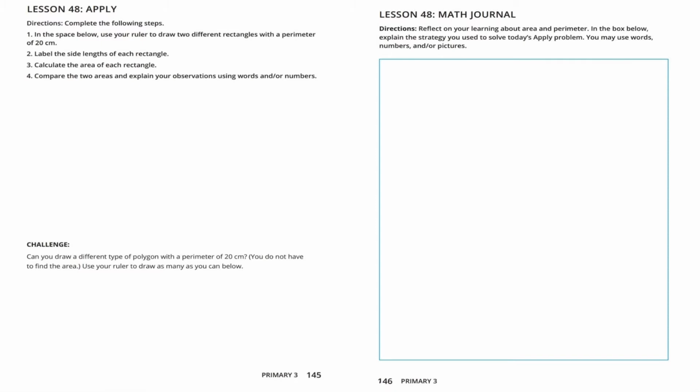Here's the apply part of lesson 48. In the space below, use your ruler to draw two different rectangles with a perimeter of 20 centimeters. We know that the perimeter of any rectangle equals length plus width plus length plus width.